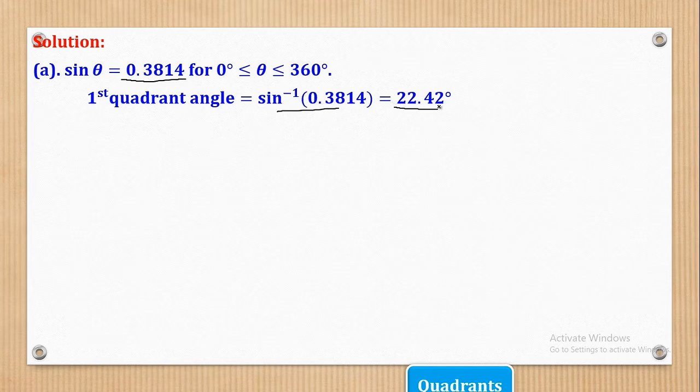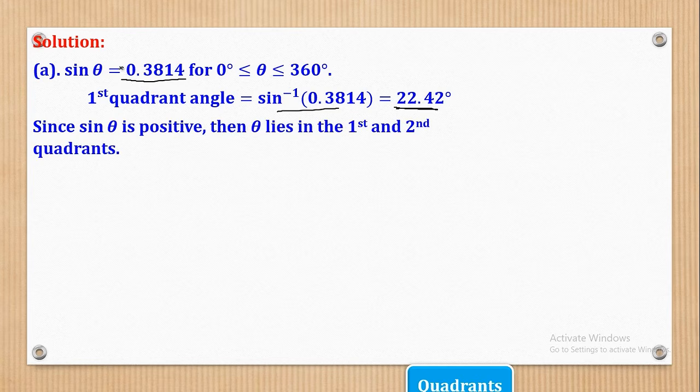So arc sine on the calculator is got by first pressing shift, then you press the button of sine. It will give you this angle, which is 22.42 degrees. Then from there, you have to realize that sin theta is positive, meaning that it lies in the first and second quadrant.